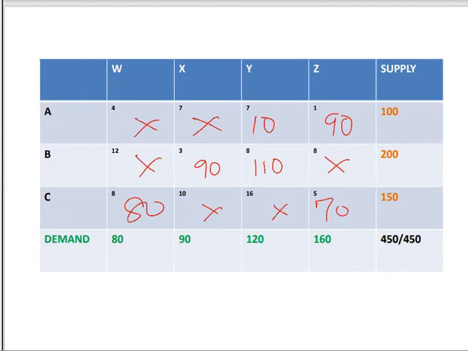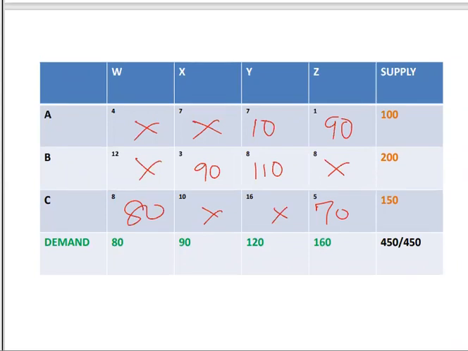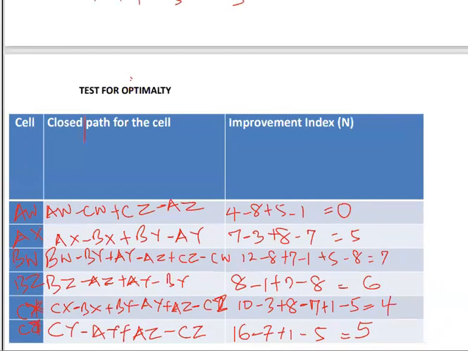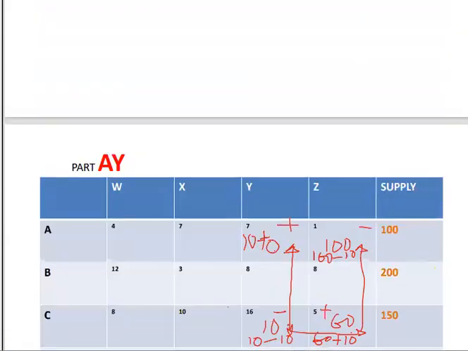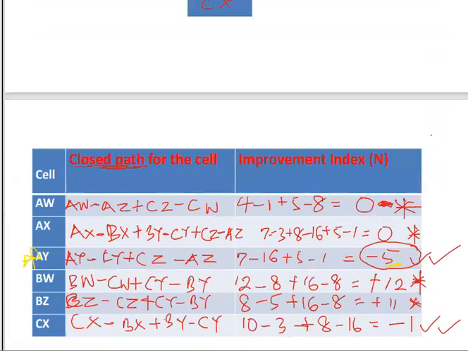Now, let's use the unused parts. Among the unused parts, we had the AY. Let me take you to those unused parts earlier. These are the unused parts initially: AW, AX, AY. I understand.